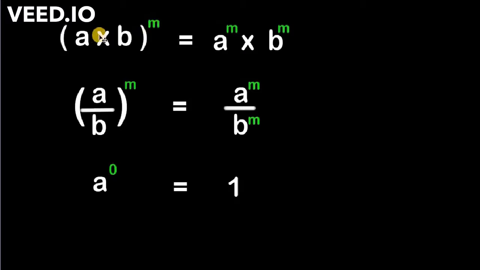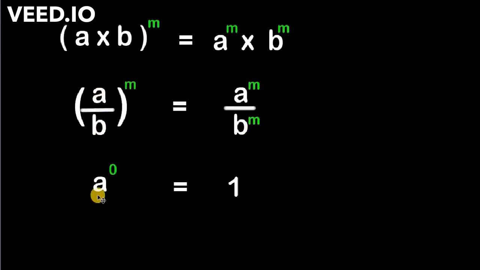When we have power to the product of two different bases, that is a and b, this can be written as a to the power of m into b to the power of m. Here in this, we have two different bases which are divided and raised to the same power m. Okay, so a by b, the whole raised to the power of m, can be written as a to the power of m divided by b to the power of m. Means this power belongs to a as well as b.